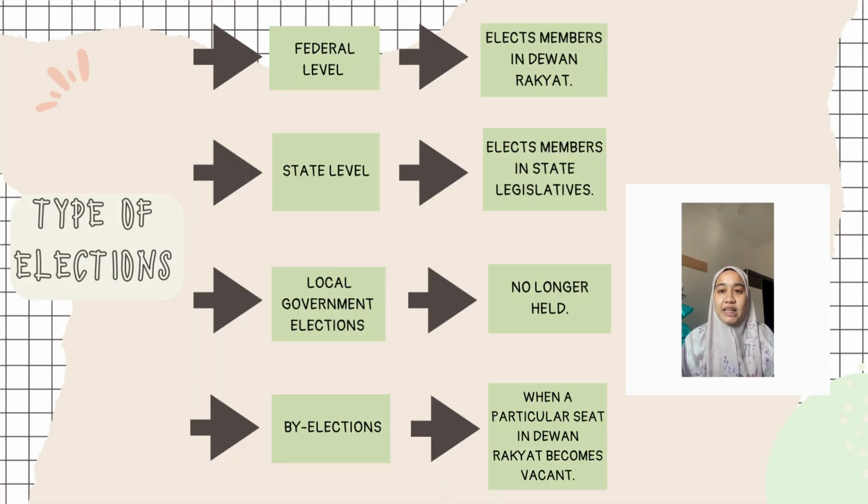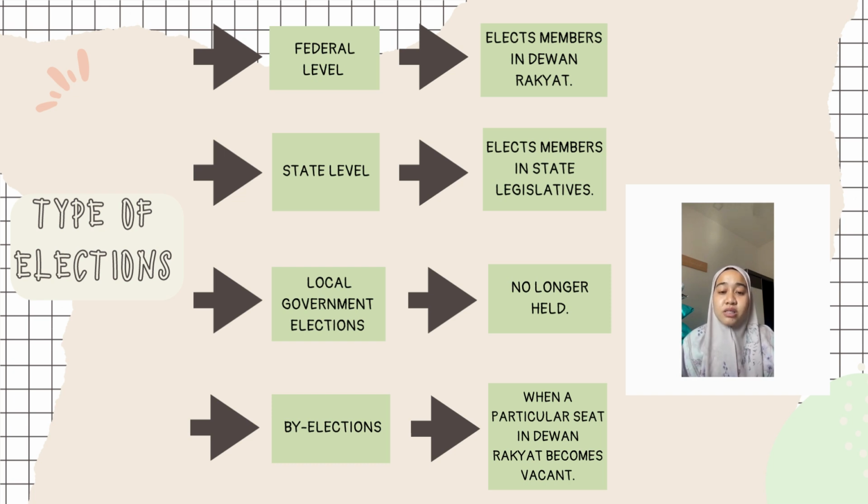A type of election is the federal level. At the federal level, voters elect 222 members of the House of Representatives for the bicameral parliament. Members are elected from single-member constituencies drawn on the basis of population using a first-past-the-post system. The party with a majority in the House of Representatives will form the federal government.